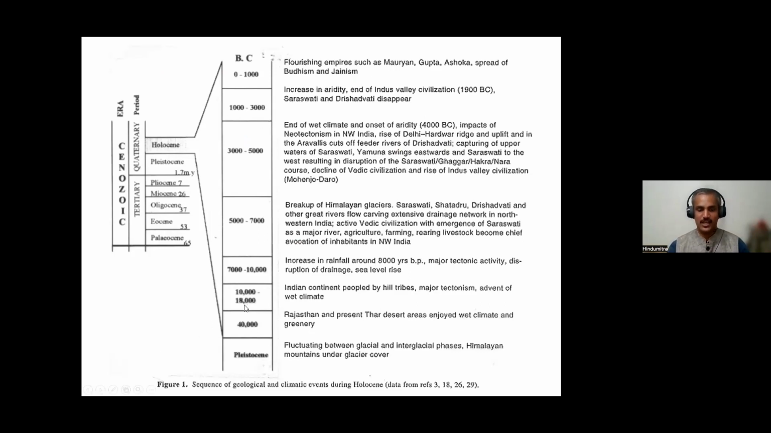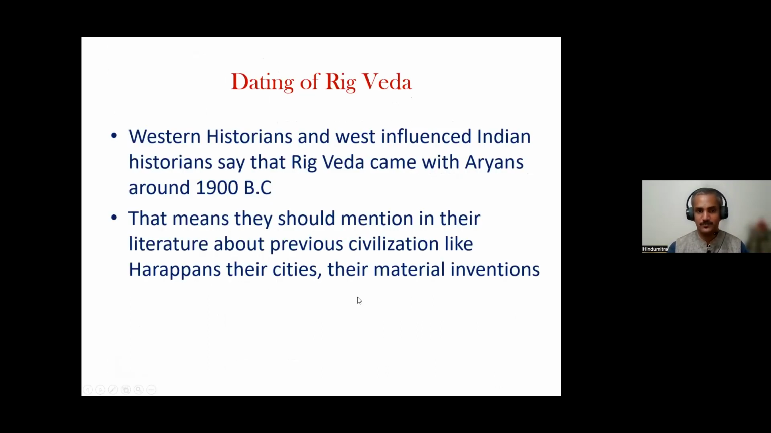So this is what I just explained. 40,000 years ago, the Thar Desert had a wet climate. Around 7,000 to 10,000 years ago, because of tectonic activity, the sea levels have risen, and the glacial rivers started breaking off, and it created great rivers such as Saraswati, Satadru, Drishadvati, and other great rivers that used to flow in India. So this shows the same pattern.